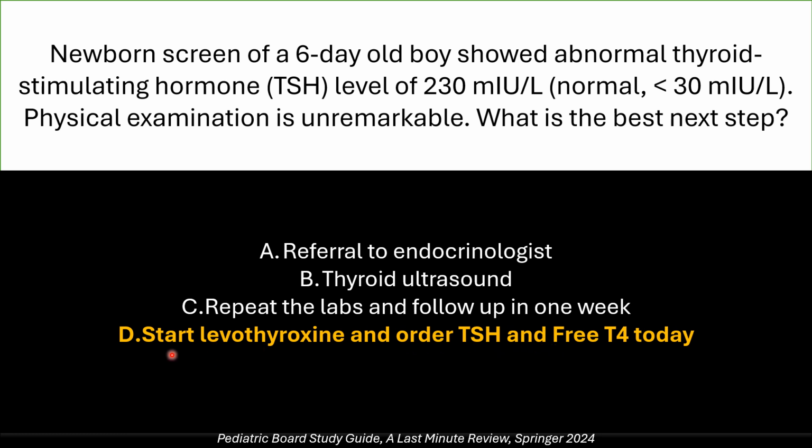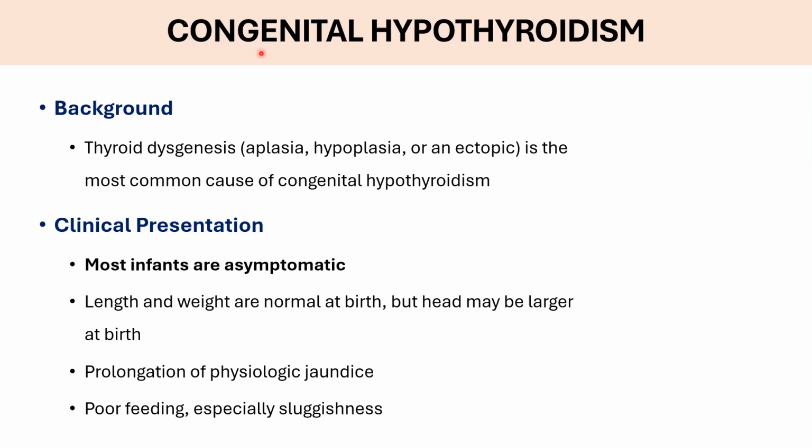Starting the treatment in cases of congenital hypothyroidism early is critical. Referral to a pediatric endocrinologist is very important, but it may take time to see the patient. So starting the treatment early and confirming the diagnosis early is the most critical step to be done. Congenital hypothyroidism: thyroid dysgenesis is the most common cause of congenital hypothyroidism.